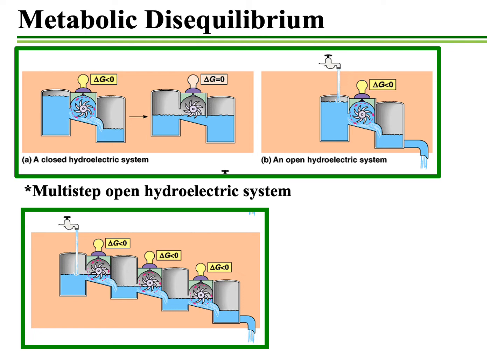In this case, as long as there is a continual supply of water, all of the turbines will turn because the water moves downhill towards tank 4. By making it a multi-step system, we are now generating more electricity rather than in just one step. This is exactly what is happening during cellular respiration. It is a multi-step process, and by having it be a multi-step process, the maximum amount of energy can be extracted.